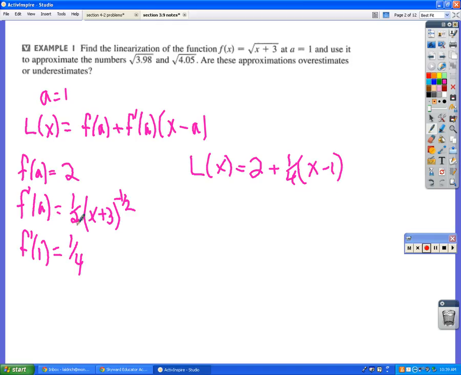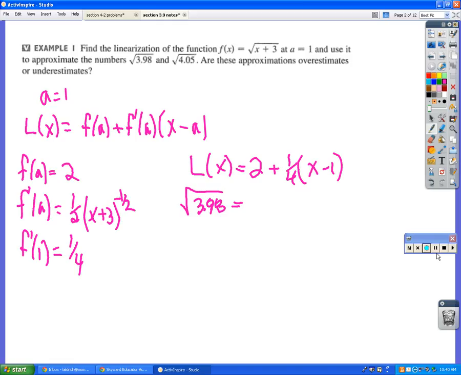Okay, so what we're going to do is use that formula to figure out what the square root of 3.98 is and what the square root of 4.05 is. Is a the slope? No, a is the point, a is the x. And then plug them into the formula.